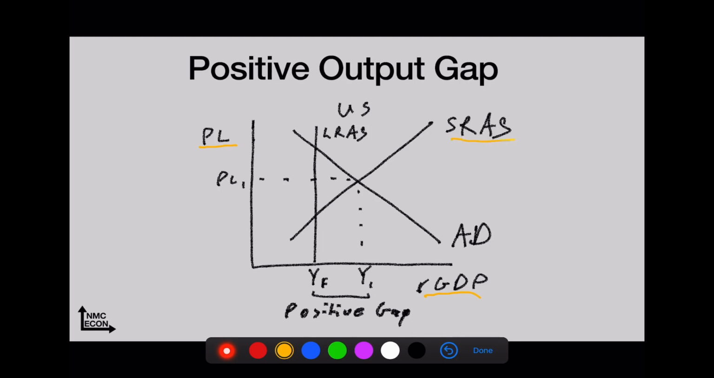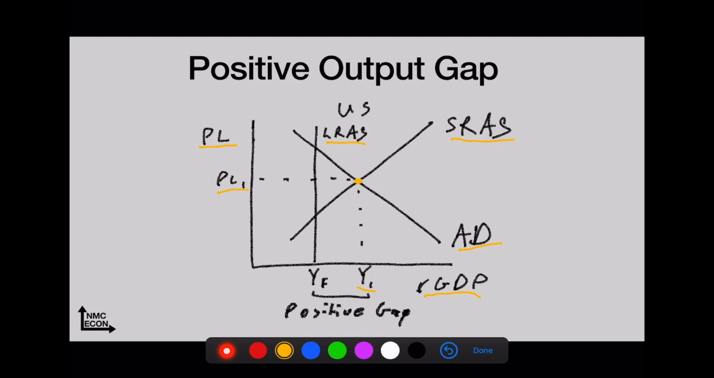Short run aggregate supply is upward sloping. Aggregate demand, which is C, I, G, and NX, is downward sloping. Those two meet here at this short run equilibrium point. PL1 and Y1. Yeah, I know, we use Y to label the x-axis. Doesn't make a lot of sense. But we cannot stay at Y1 and PL1 because it's greater than our potential output. That's what we call LRAS.